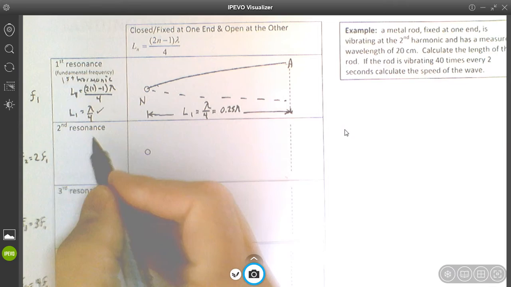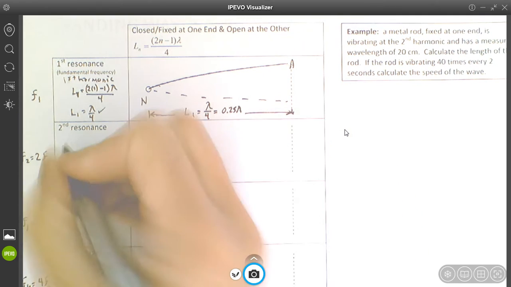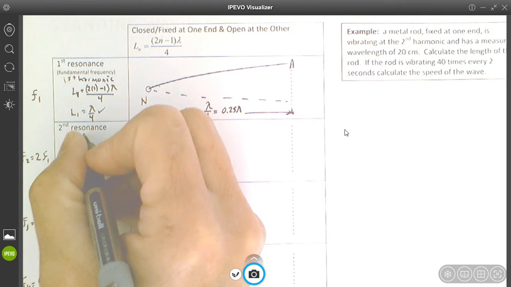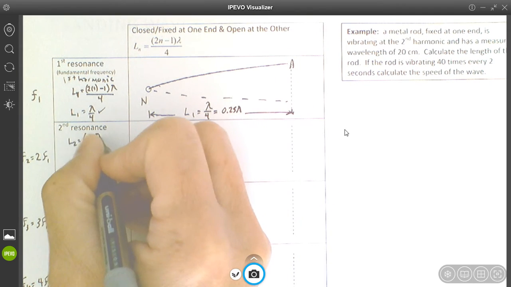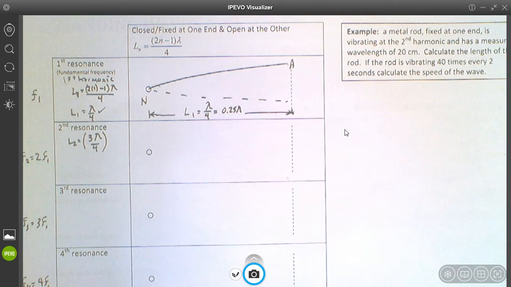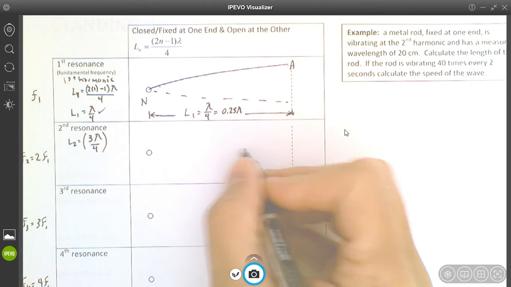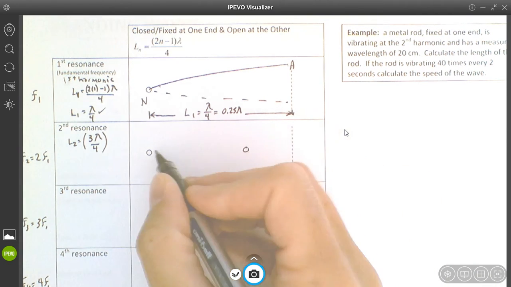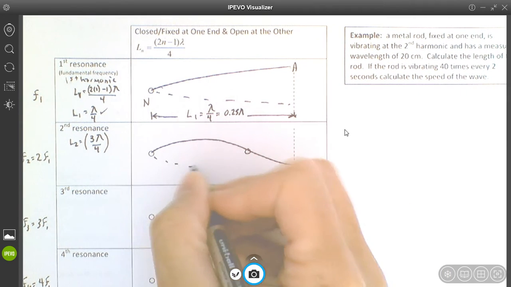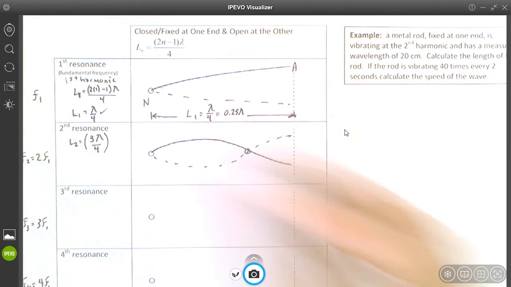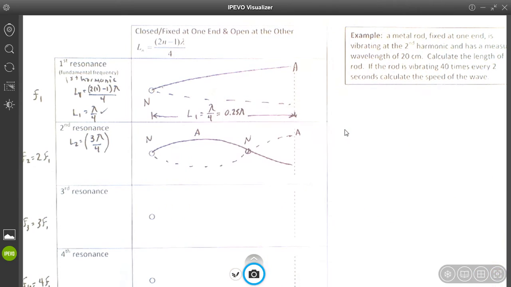All right, the second resonance length, let's take a look. Second resonance length, it's going to be L2. 2 times 2 is 4. 4 minus 1 is 3. So it's 3 lambda over 4. So it's 3/4 of a wavelength. And so what we're going to see is that there's going to be half a wavelength, like this, and then a quarter. This is the fish one. It's going to be a node, an antinode, and an antinode.